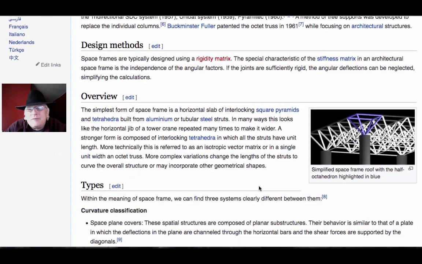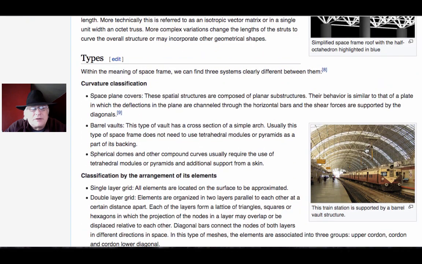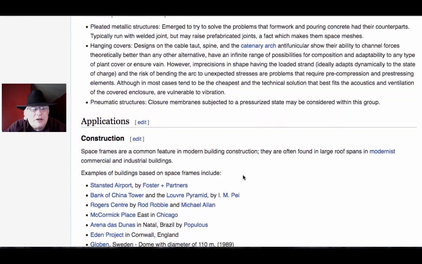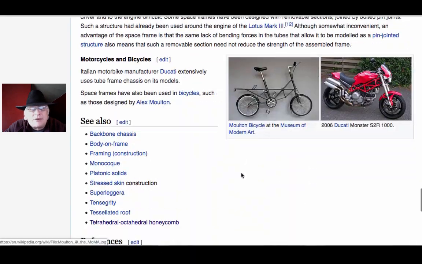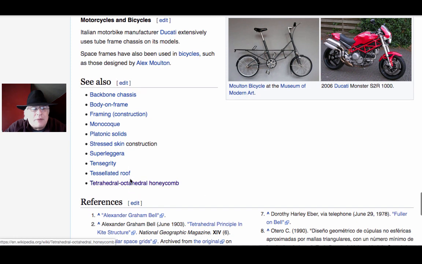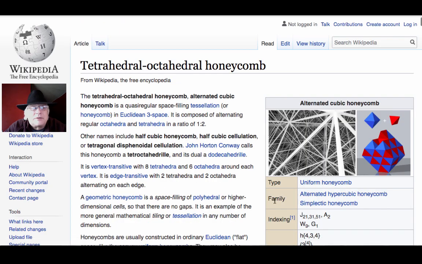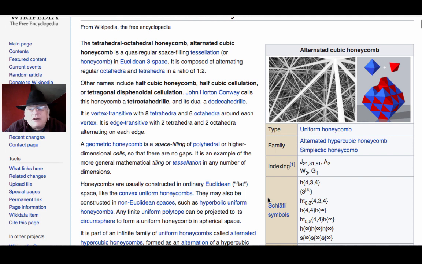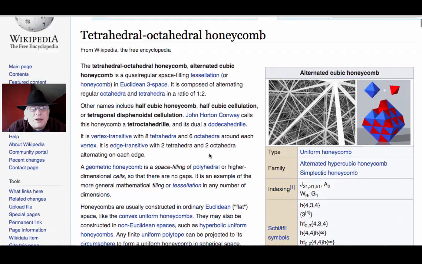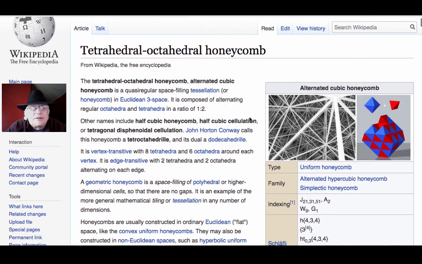And you can curve it. You can do other things with it. It's got architectural significance here. But when you scroll down to the bottom, and also Fuller had the patent on it for a while, you've got your link back to the tetrahedral octahedral honeycomb, which is already connected from all of the honeycombs. It's a subtype of honeycomb. They sometimes call it the alternated hypercubic or whatever.